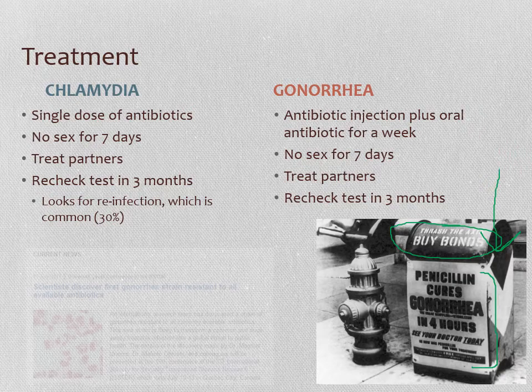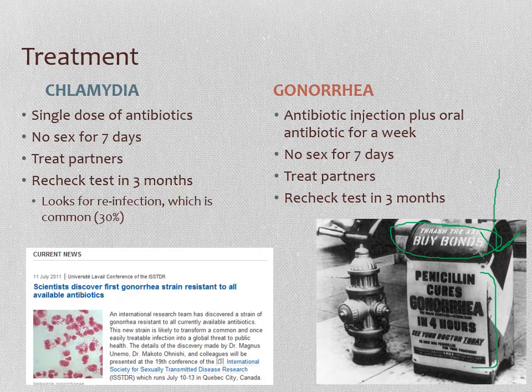Actually, gonorrhea has become resistant to lots of antibiotics. In some parts of the world, gonorrhea is resistant to all available antibiotics to at least some degree. We're pretty lucky for the most part in this country, but for that reason, gonorrhea has to be treated with 2 antibiotics. Usually one is a shot and the other is tablets that you take for a week. Again, no sex for 7 days. We're going to identify, test, and treat partners and then recheck again in 3 months.